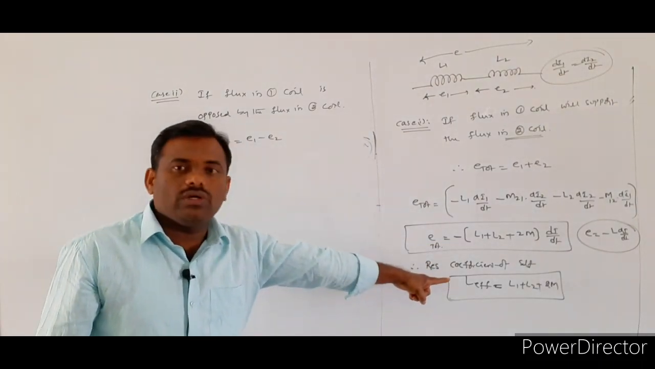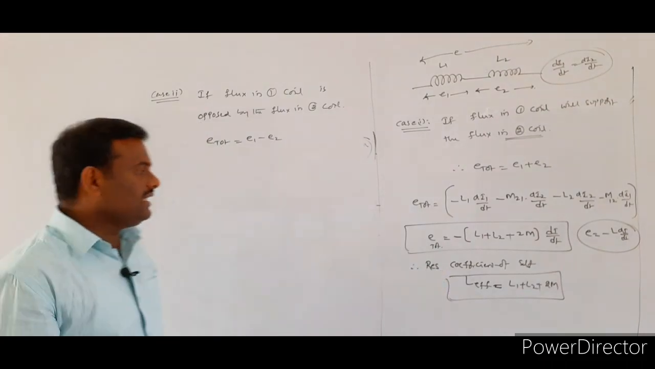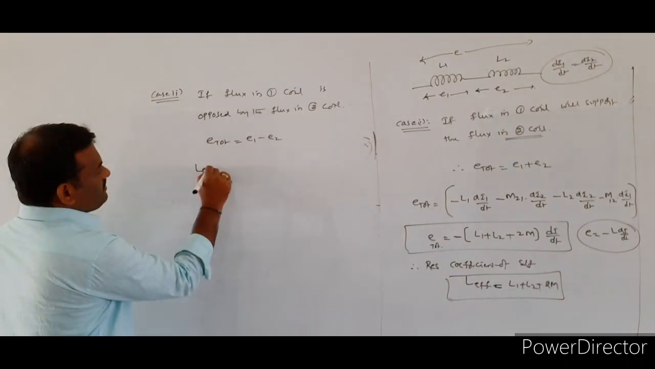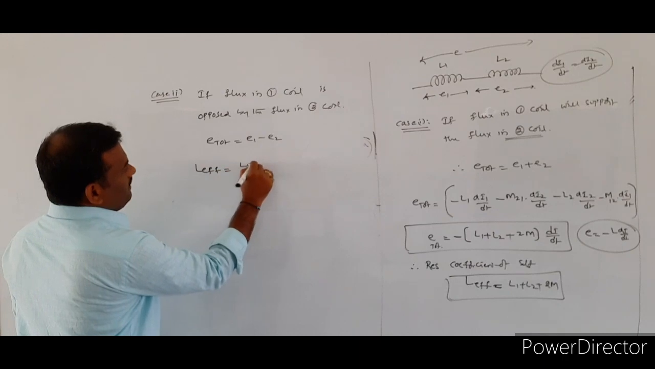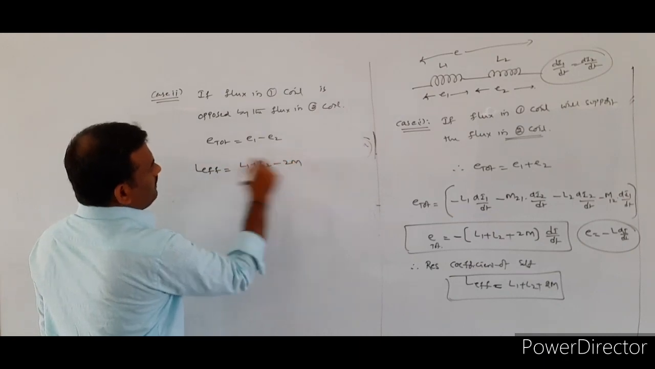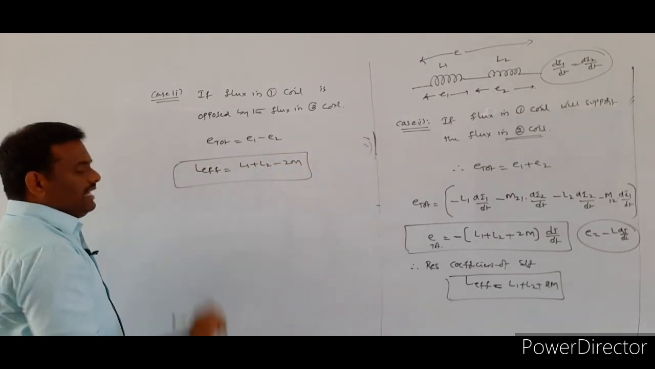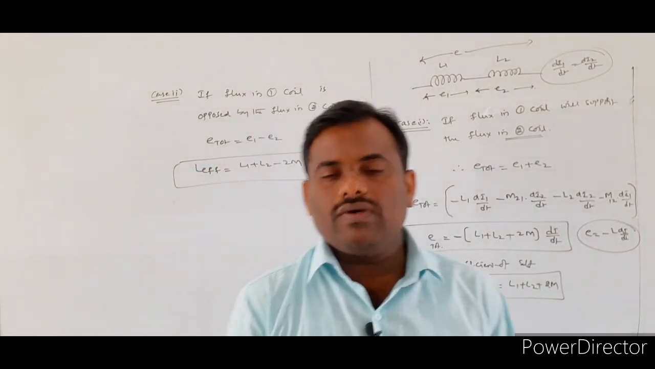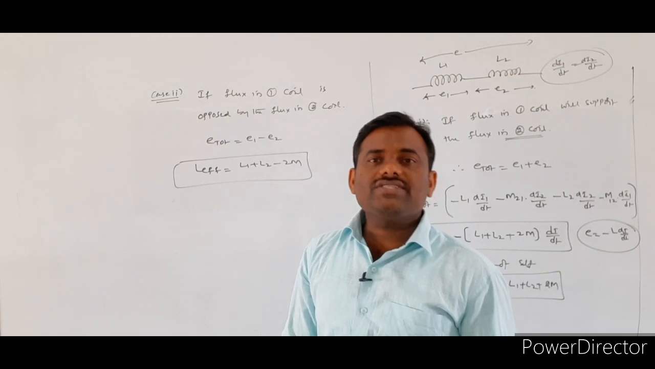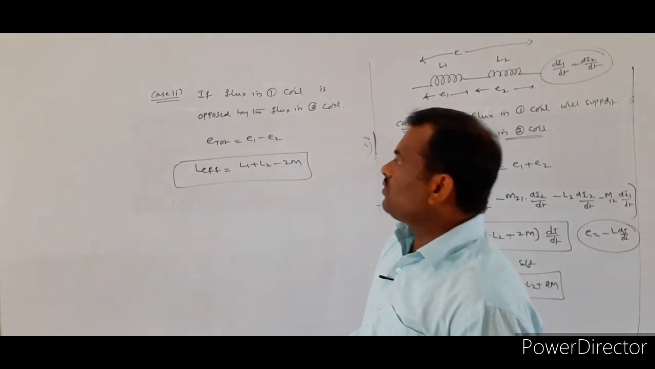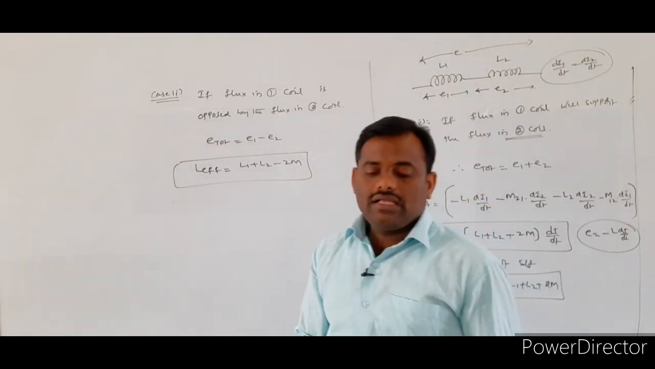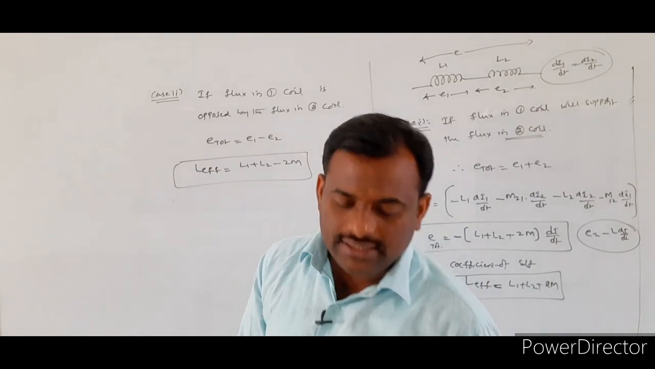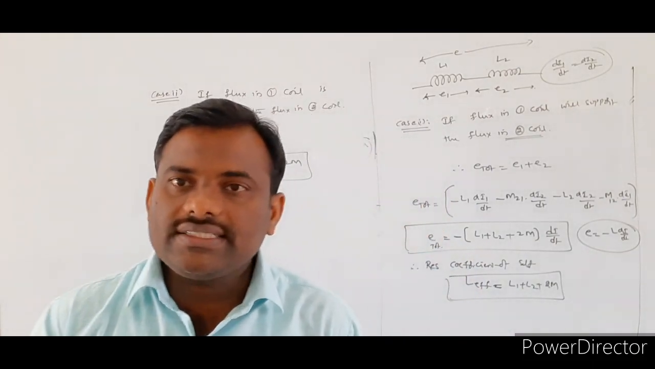The effective coefficient of self-induction, L effective, becomes L1 plus L2 minus 2M. So like this we have to calculate whenever the inductor coils are placed in series combination.